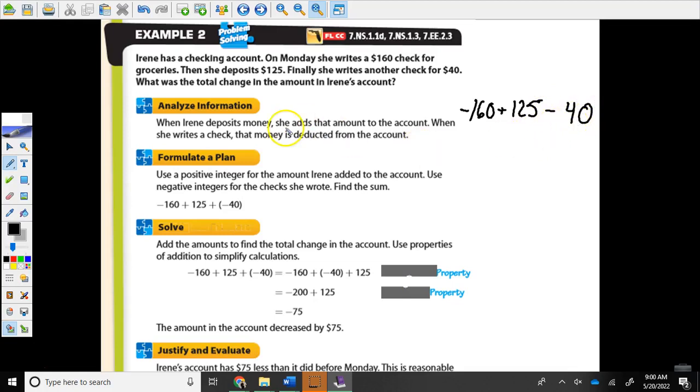Okay? So what they want you to do is they want you to rearrange it so you can do KCC. Okay? You can solve it this way if you'd like and do KCC at the end. So let's do it this way and then we'll do it the book way. So 160 plus 125, that's really 160 minus 125.